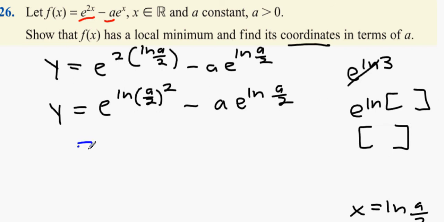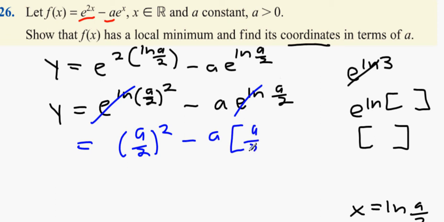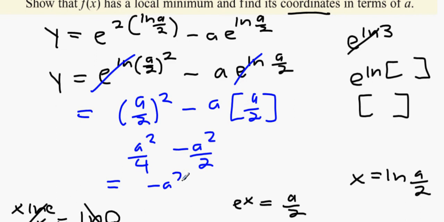So what's going to happen here is the e and the ln cancel, and I'm going to get a over 2 squared. And this one here is going to cancel, so I'm going to get minus a times a over 2. So what I'm going to get is a squared over 4 minus a squared over 2, which is going to be minus a squared over 4. It's basically a quarter minus a half, which is minus a quarter. Okay, so that's the turning point there, which is therefore ln a over 2 and minus a squared over 4.